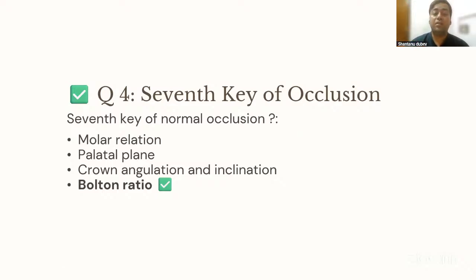The options given to you are molar relation, palatal plane, crown angulation and inclination, and Bolton's ratio. Well, I feel this is the easiest question, because they could have asked you the fourth key or the third key, which might confuse you. But the seventh key you will always remember because it is an exception. This was never there in the initial period, and was later added by Bolton, which came to be known as Bolton's ratio. We'll discuss it further and I hope you will remember from now on.